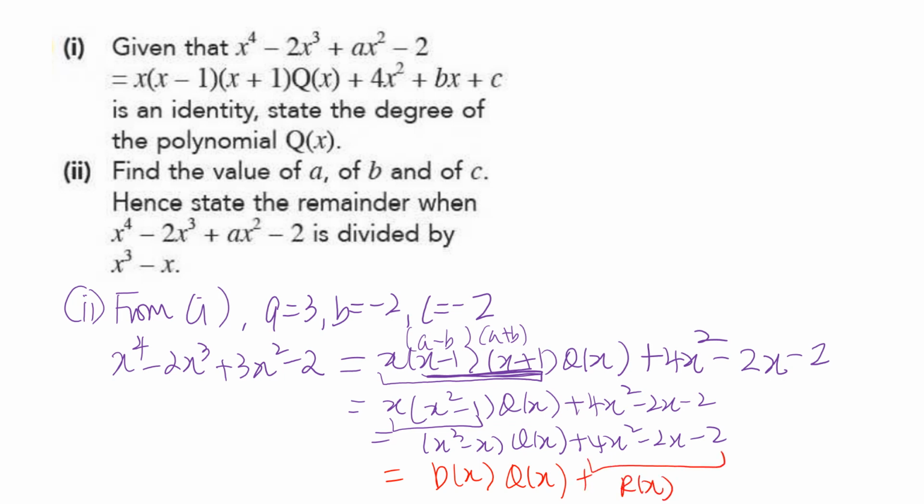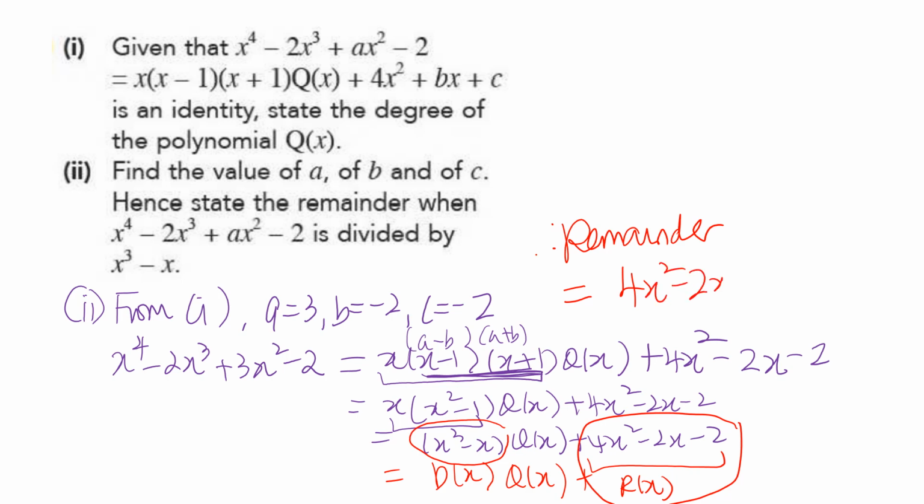Right, so you are asked to state the remainder when it's divided by this. So yeah, this is our divisor. From here you can see that this will be our remainder. So therefore, our remainder is equal to 4x squared minus 2x minus 2.